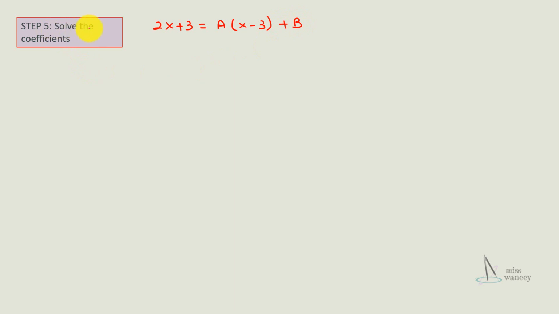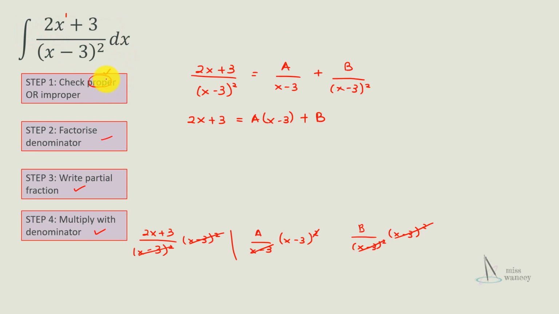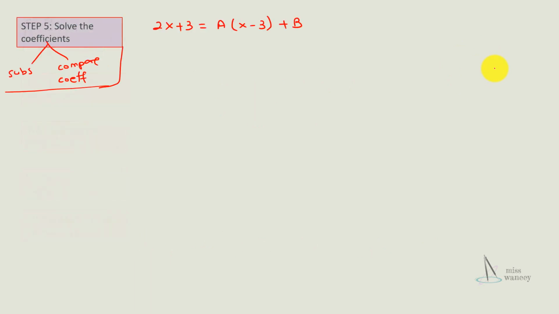Okay, so fifth step, we have to solve the coefficients. Again, we can use two methods. You can use substitution or you can compare coefficients as well. Again, let me do both for you. Okay, so do the substitution. Of course, we have to refer to the zeros. If you go back to the previous one, you can see that this is x - 3. So x - 3 equals 0, x must be equal to 3. So this is the value that we can substitute.